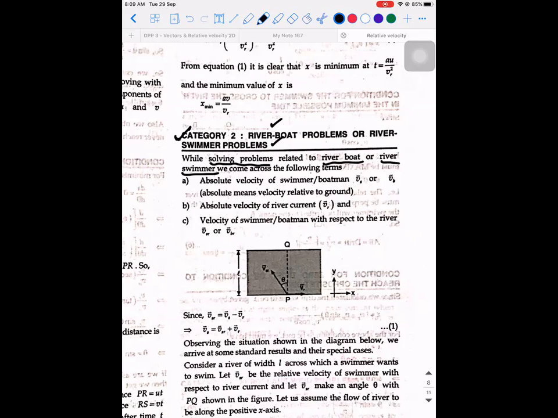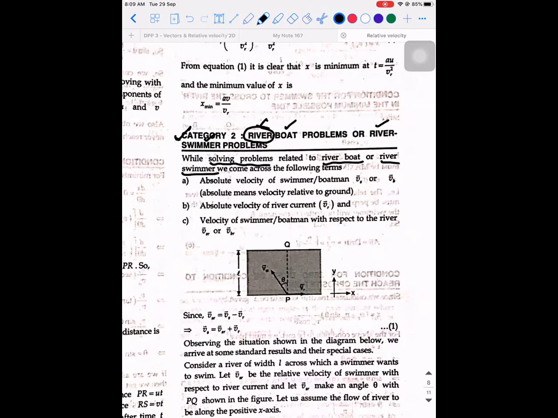So one thing we will, here how many objects are there? 2. River, and it can be a boat or river, and directly the swimmer in contact with respect to the water. That can also happen. Both are same. Okay. So one thing is, what I need is, I need the absolute velocity of the river.